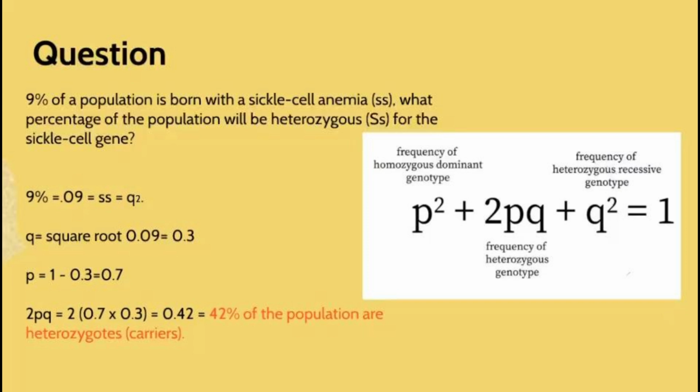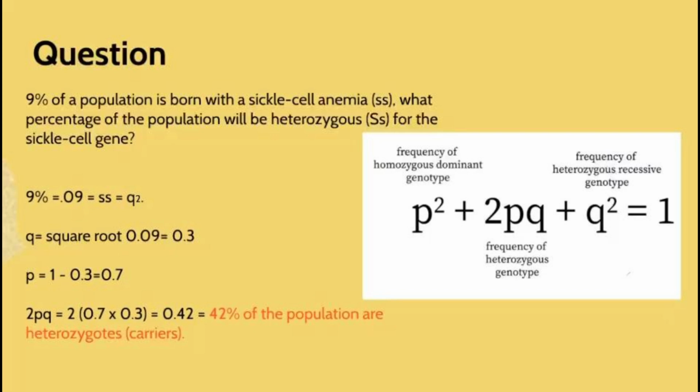In a population, if we say 9% of an African population is born with the full sickle cell anemia, so that means they're homozygous for the recessive gene, then we can work out what percentage of the population will be heterozygous for sickle cell trait, right? So the way we can do this is we can say that 9% have the disease, so that means that they are homozygous for the recessive gene, right? So that means that the 9% is what we would say equals q squared, right?